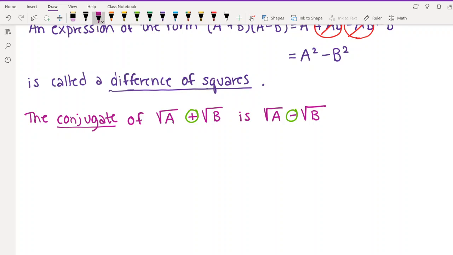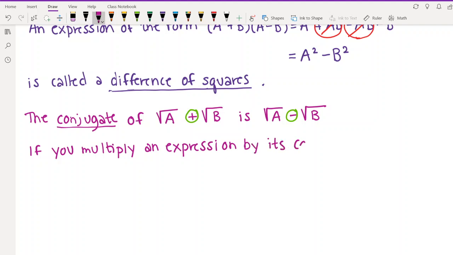So why is that a thing? Why are we even talking about conjugates? Well, because if you take these two expressions and multiply them together, it will be a difference of squares, and so stuff will cancel out. So if you multiply an expression by its conjugate, the square roots will cancel out.